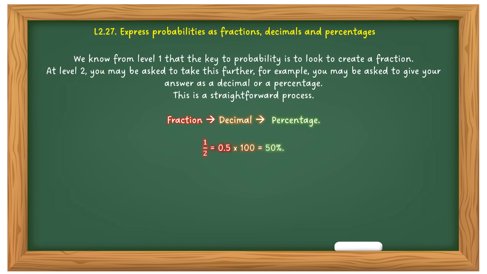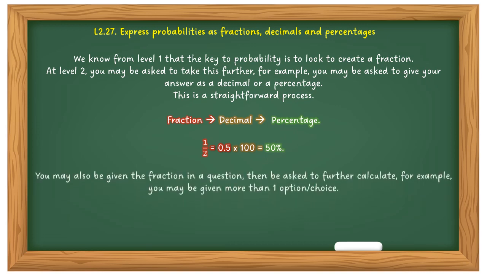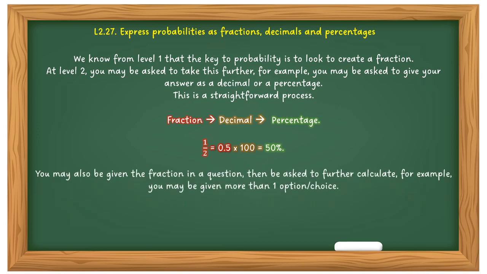Okay, so you can see here that 1 divided by 2 is 0.5. This is your decimal, so 0.5 times 100. To convert that to a percentage, you multiply by 100 and that gives you 50%. Okay. Now you may also be given a fraction in a question, then be asked to further calculate. For example, you may be given more than one option or one choice. So let's have a look.